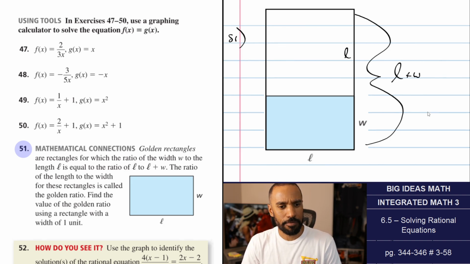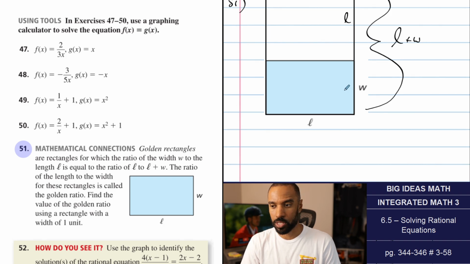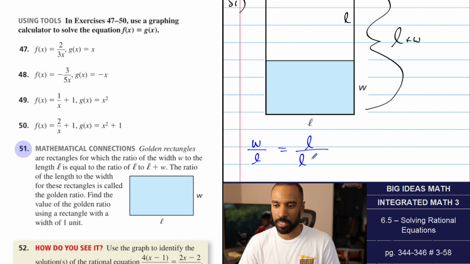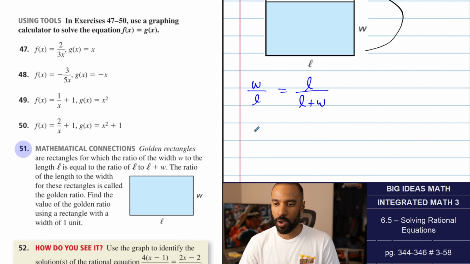They said find the value of the golden ratio using a rectangle with a width of 1 unit. Okay, here's what we're saying. If these are similar rectangles, then that means that when I divide width by length of this original rectangle, that's the same as dividing this width by this length. And that width is L, that length is L plus W. Now our W is 1, so we're going to go ahead and say 1 over L equals L over L plus 1.